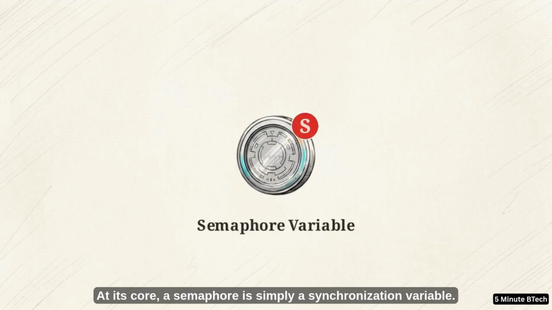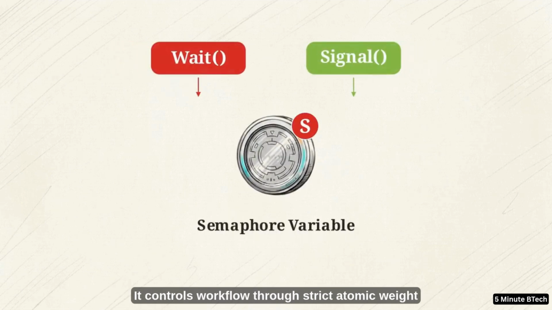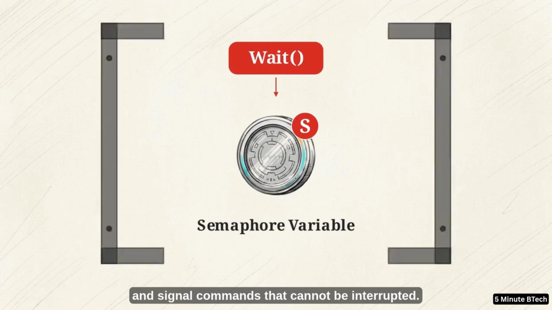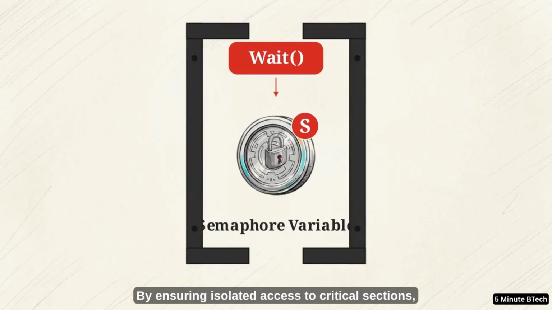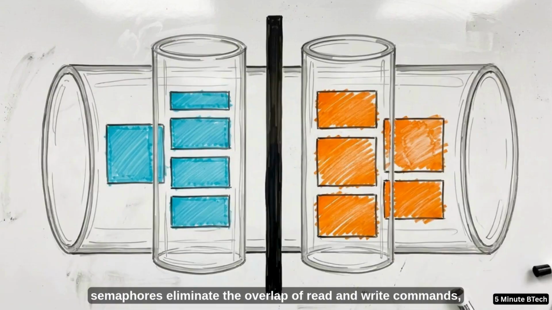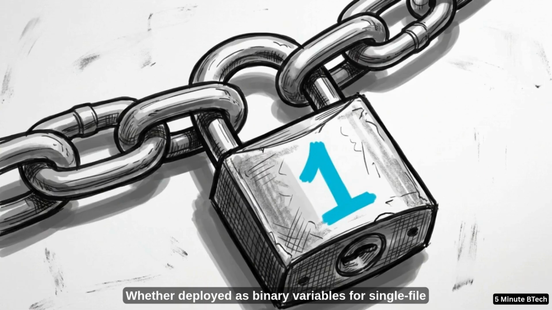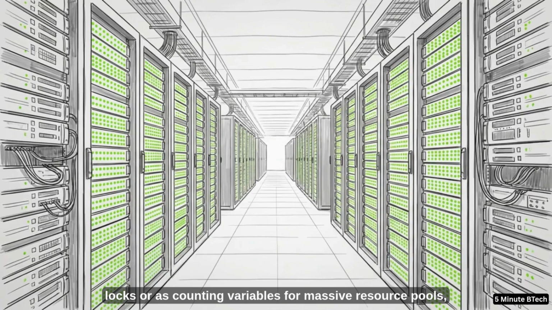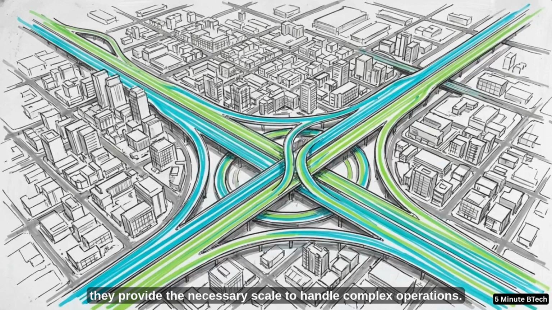At its core, a semaphore is simply a synchronization variable. It controls workflow through strict atomic wait and signal commands that cannot be interrupted. By ensuring isolated access to critical sections, semaphores eliminate the overlap of read and write commands, preventing race conditions from destroying shared data. Whether deployed as binary variables for single-file locks or as counting variables for massive resource pools, they provide the necessary scale to handle complex operations.